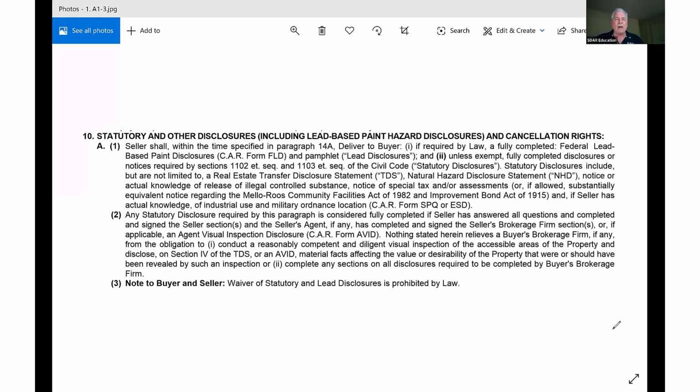And so I don't know a real estate agent out there. I know some brokers that know this, but there are a lot of real estate agents that don't know this. And I'm going to tell you, if it says statutory, that's a big word, okay? So statutory and other disclosures, okay? So statutory disclosure is disclosure required by law.